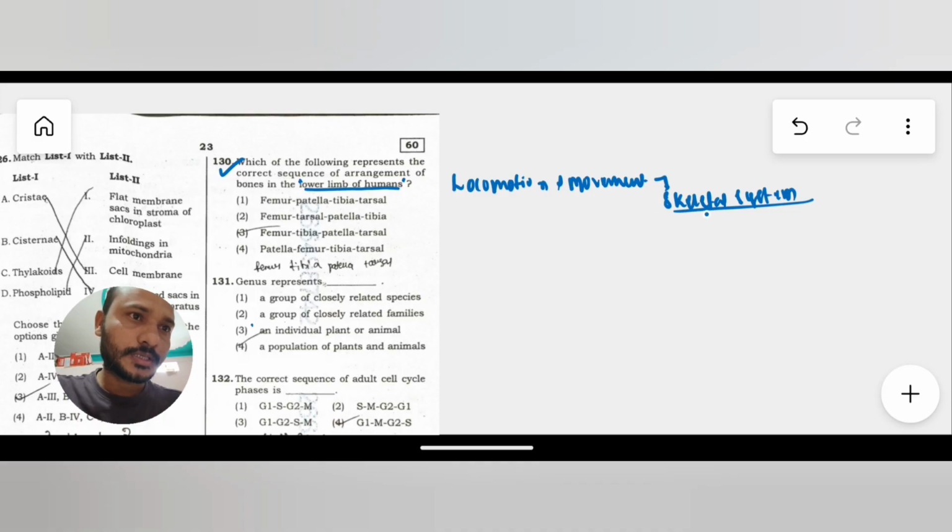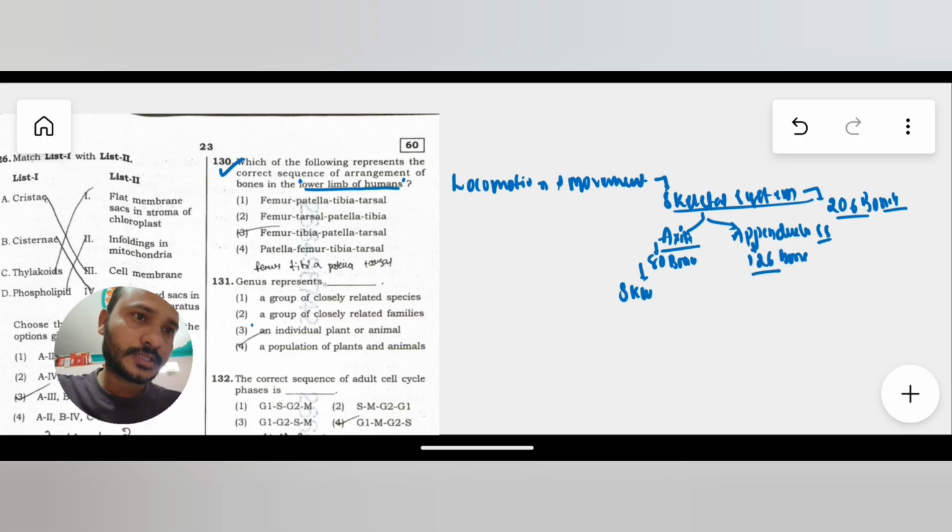The human skeletal system is generally made up of the axial skeletal system and the appendicular skeletal system. Generally, the adult human has 206 bones. Among the 206 bones, the axial skeleton consists of 80 bones and the appendicular skeleton consists of 126 bones. These 80 bones are arranged as follows: the skull has 29 bones, including facial bones and cranial bones.